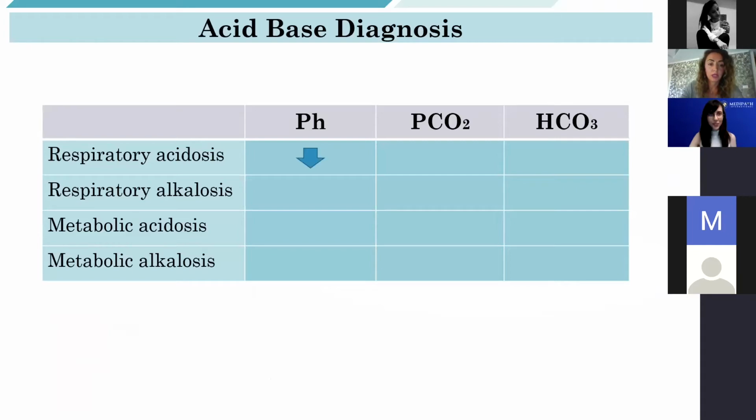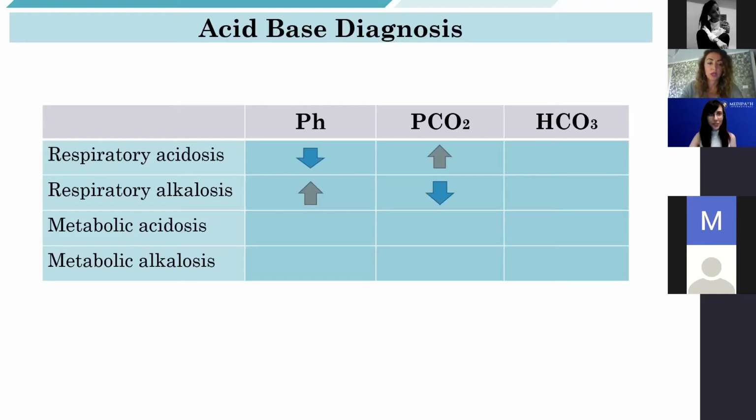Acidosis means that the pH is decreased. And because in this case you have a respiratory disturbance, you will see the partial pressure of carbon dioxide is increased. When you have respiratory alkalosis, that means that the pH is increased and that the PCO2 is decreased.